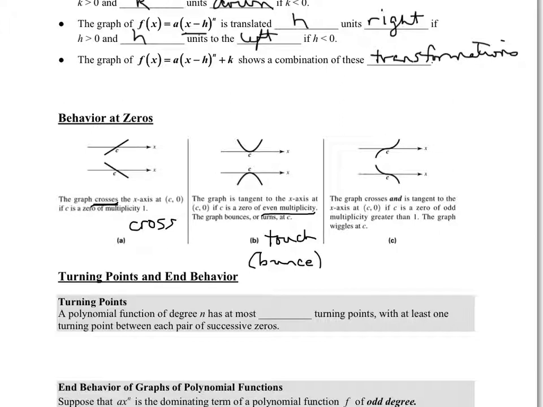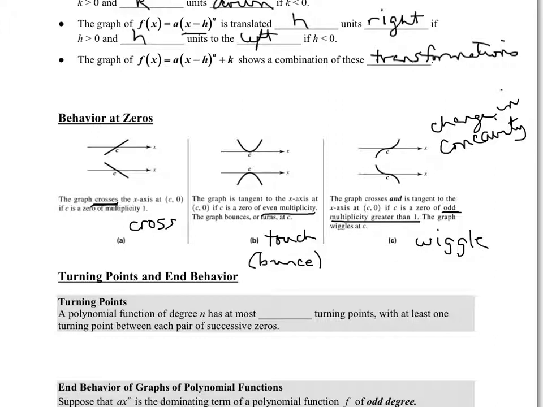Now, if we happen to have odd multiplicity greater than 1. Maybe we find out we've got this 0, but it happens 3 times that it's a 0. It will cross through, but it crosses through with a wiggle. So in other words, it doesn't go straight through. We see a curve. What it actually is, is a change in concavity. If you take calculus, you will learn a little more about how to determine this issue of concavity. We won't be able to do that in college algebra. I'll just let you know that it would take calculus in order to actually determine this.